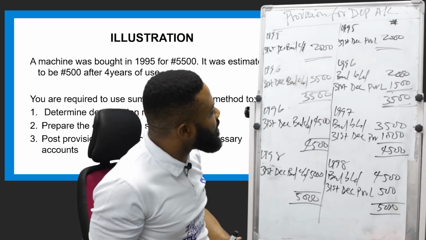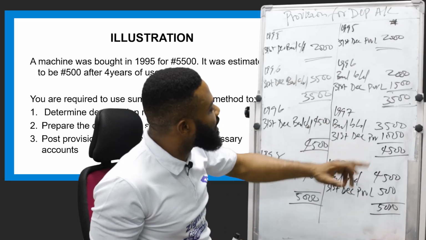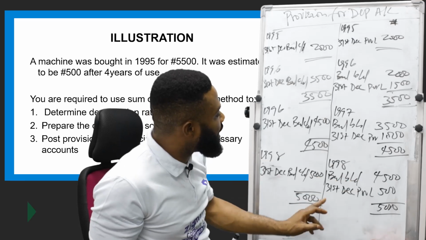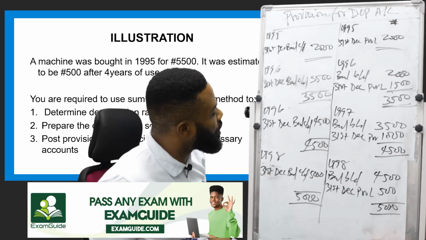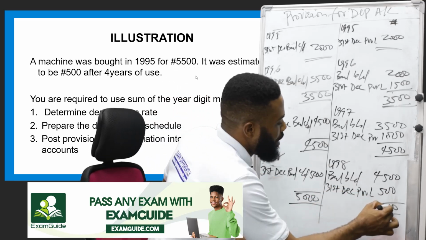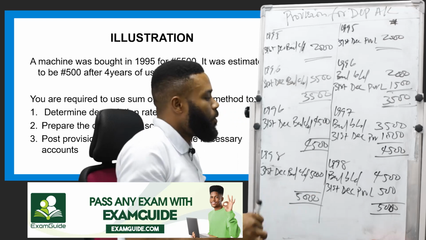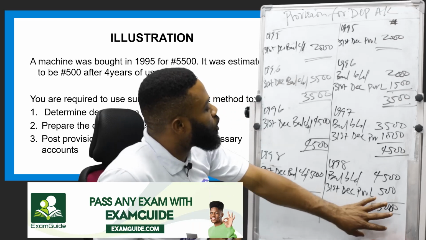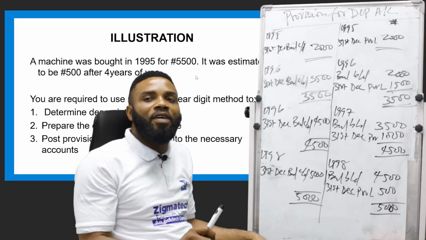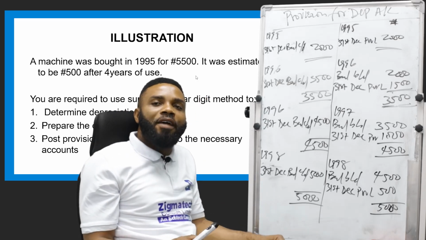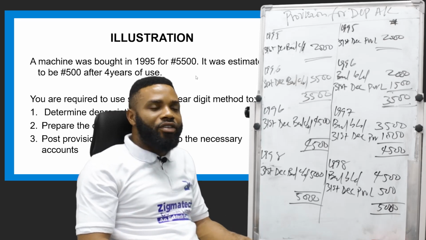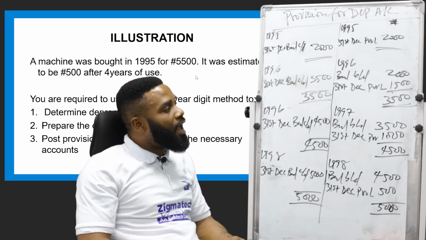Now for 1998, the depreciation for 1997 will begin that of that year. That's why we have balance brought down, 4,500. And then the depreciation for that year is 500. When you add it to it, you have 5,000 naira as the depreciation for that year. So if you subtract this 5,000 from the original cost of the asset, which is 5,500, you'll be left with 500 naira that is given as the residual value of the asset.